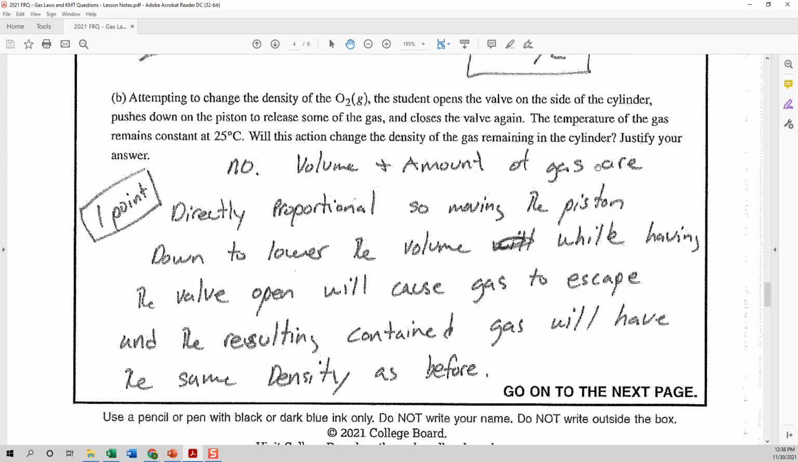So no, volume and amount of gas are directly proportional. Moving the piston down to lower the volume while having the valve open will cause gas to escape, and the resulting contained gas will have the same density as before. The other way to explain that is, the answer again is no, but you could say pushing the piston down will remove some of the gas, so the mass of the gas in the system will go down, but the volume will also be decreased by moving the piston down, so the density will remain the same. So that's 1 point.